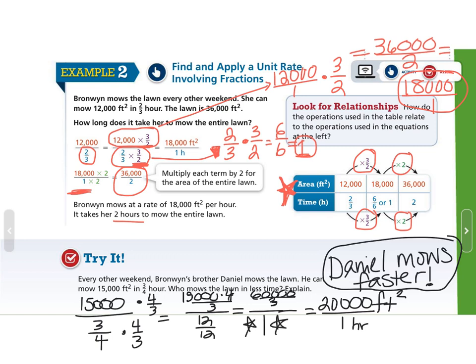That's this part right here. But since I did that to the denominator, I also have to do it in the numerator. So 15,000 times 4/3 would be equivalent to 15,000 times 4, you can see here, divided by 3. Well, 15,000 times 4 is 60,000, and 60,000 divided by 3 is the 20,000 that you see here. So Daniel can mow 20,000 square feet in 1 hour, whereas Bronwyn only mows 18,000 square feet in an hour. So that means that Daniel mows faster. He can cover more ground in the exact same amount of time.